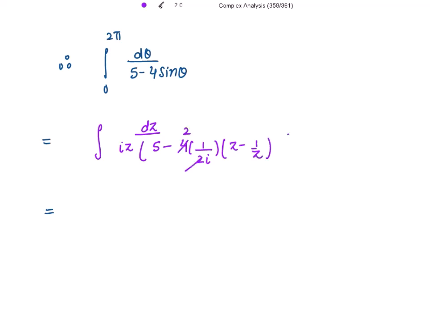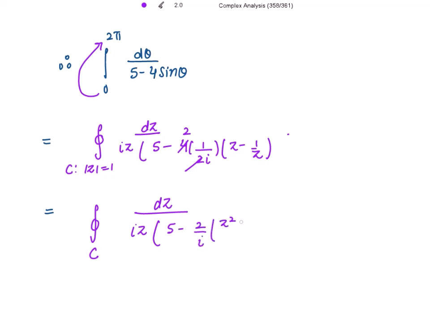And because everything is in z now, we have this integral over the unit circle, mod z equal to 1, because in this integral the limits are from 0 to 2 pi. So z moves in the anti-clockwise direction for this unit circle. Alright, next this is the circle C. So this is dz divided by iota z into 5 minus 2 divided by iota, and we get here z square minus 1 divided by z.